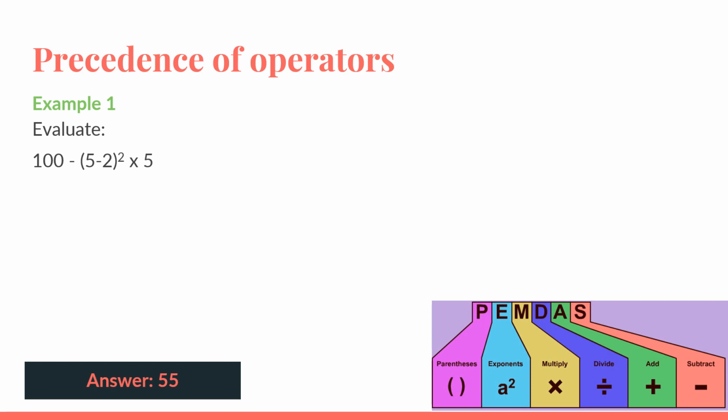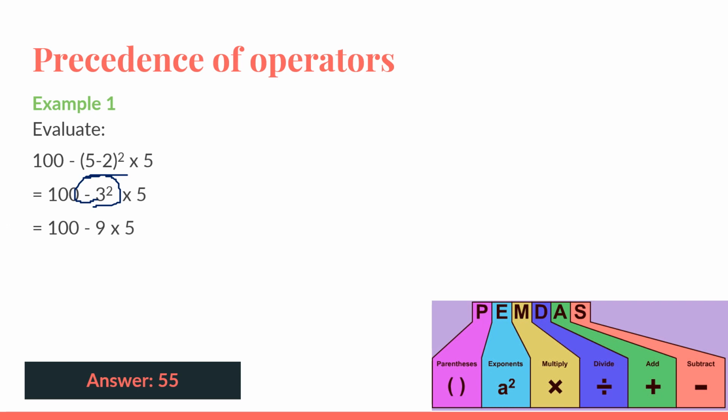In this expression, if we follow the precedence of operators, we'll need to deal with the parentheses first, which means that we'll need to simplify what is 5 minus 2. So that gives us 3. After this, the next step is to deal with the exponents, which means that the term with the exponent is 3 squared. So simplifying 3 squared gives us 9. Hence, this gives us 100 minus 9 times 5.